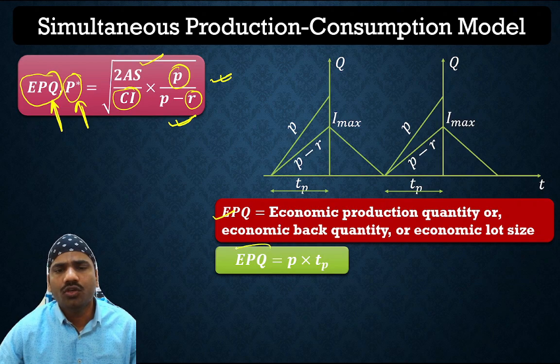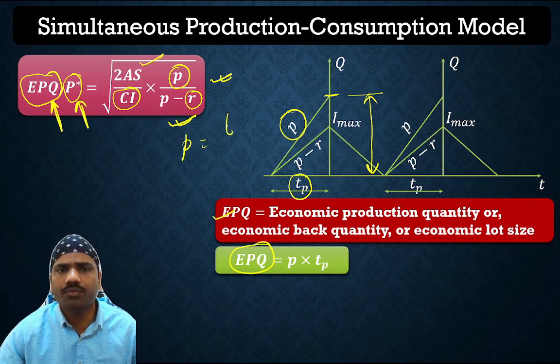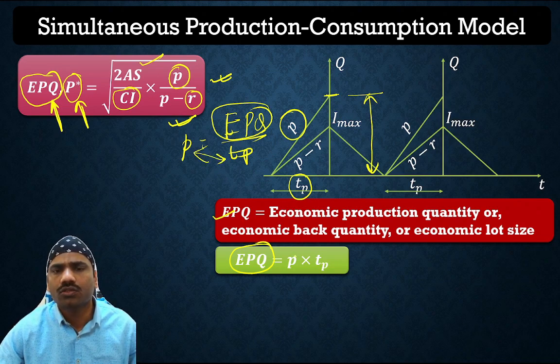So we can find EPQ by another way also. EPQ, economic production quantity. Some quantity we have. Let us see if this value is EPQ. How can we find it? We have a production rate. How will we find production rate? Quantity produced per unit time. So quantity produced, that is EPQ, per unit time, that is TP. So we can find EPQ by cross multiplication of this: EPQ is P into TP.